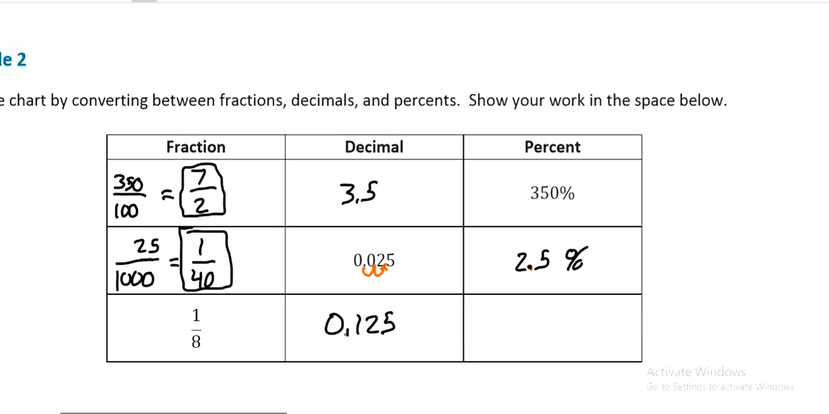We're going to use that same trick we just learned with moving the decimal. We'll put our percent sign, because we don't want to move the decimal without putting a percent sign. That changes the whole value, and we're not changing values. We're just writing it in different forms. Here's my decimal. I'll move it twice to the right. So now, as a percent, it's 12.5%.